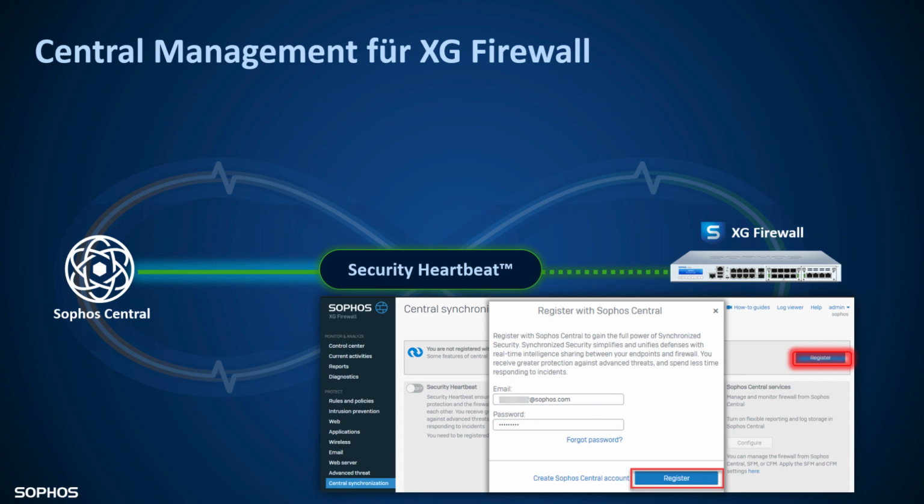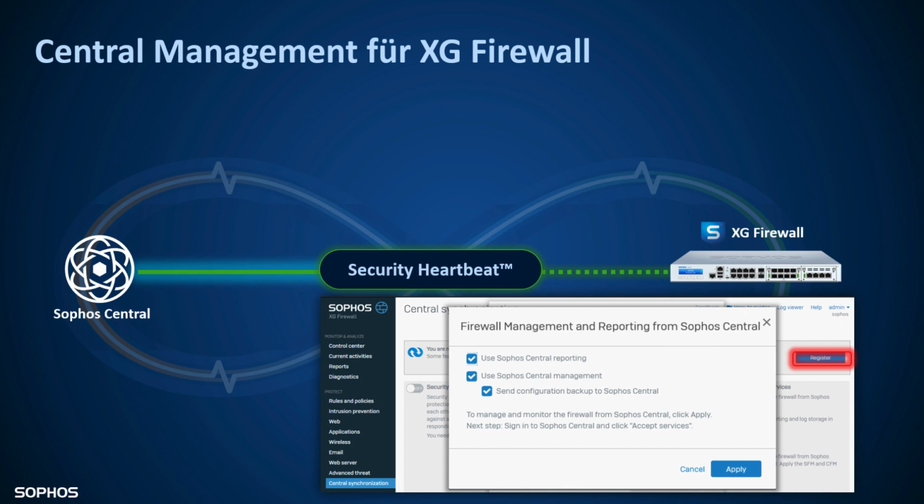If you don't have a Central account, XG Firewall gives you the option here to create a new Central account. And if you have done this step, it's actually finished. So you have created the link between the XG Firewall and the Sophos Central platform, and now you are able to manage all your XG firewalls. You can opt in or opt out of the reporting, the Sophos management, and also the backup management if you don't want to use those features.